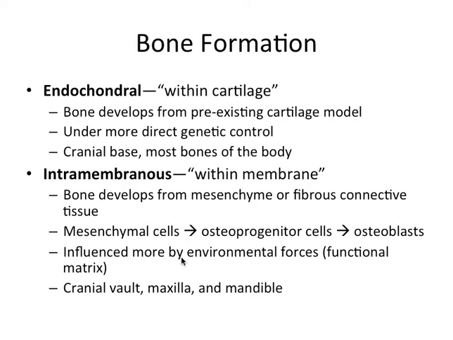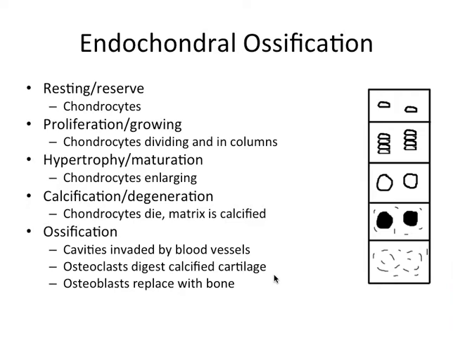And this method of bone formation is influenced more by environmental forces, so that, again, is the functional matrix theory. The cranial vault, maxilla, and mandible, mostly the mandible, which is also formed a little bit by endochondral ossification, are formed by intramembranous ossification. And I'm going to have videos on all four of these cranium components, so we can talk more about that in other videos.